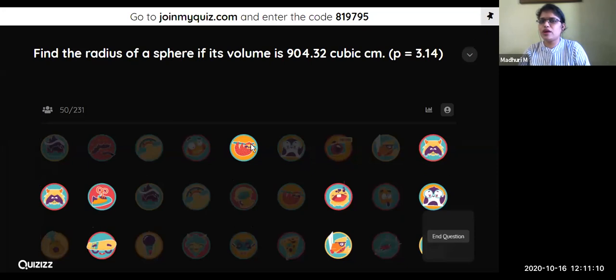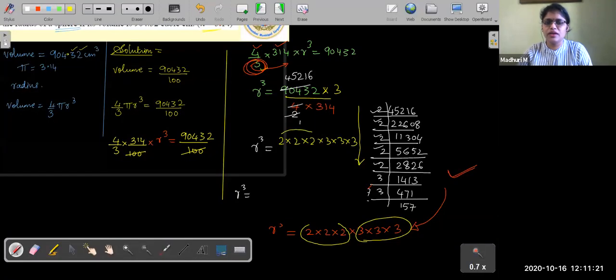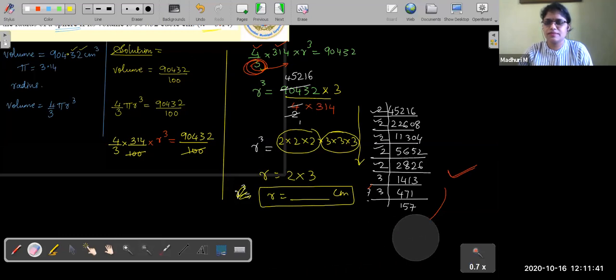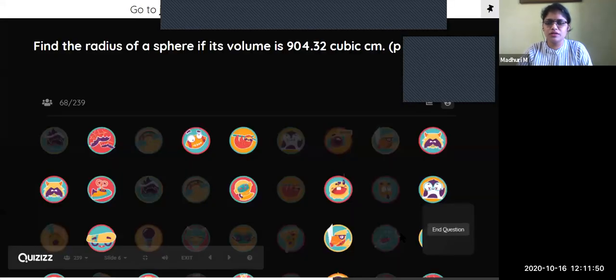Yes, students, so 50 of you have already completed, and I'll give another 10 seconds. You can check it out over here. What are we doing? We are just grouping the numbers together. So we are left out with r equals to twice of 3, and we get r equals to how much? The unit has to be centimeters. So with that, we will stop for this question.